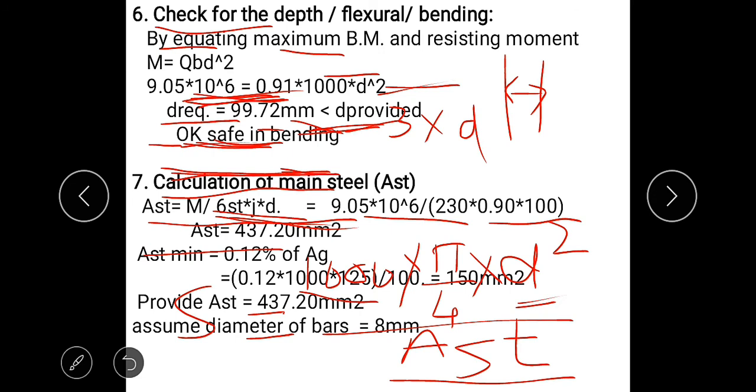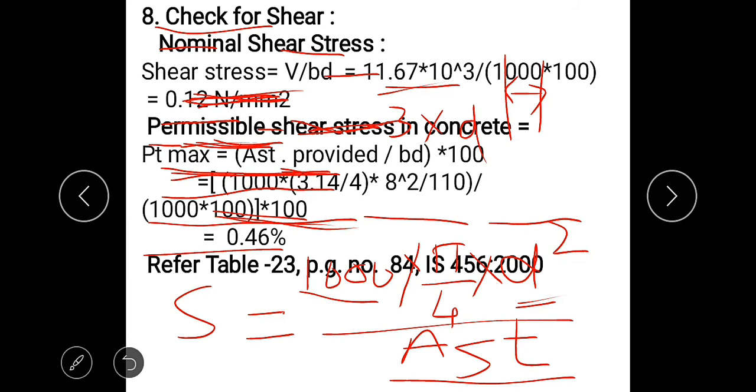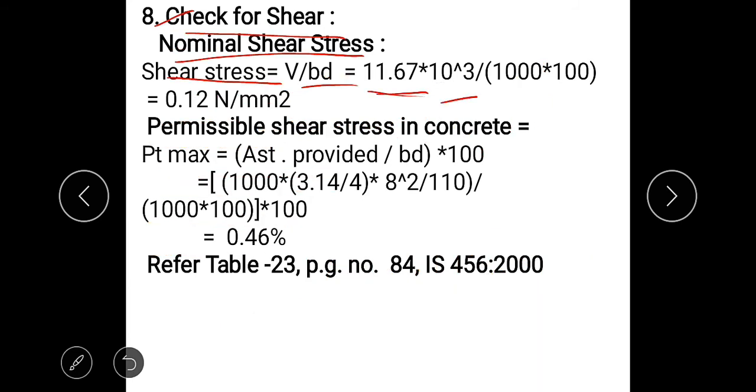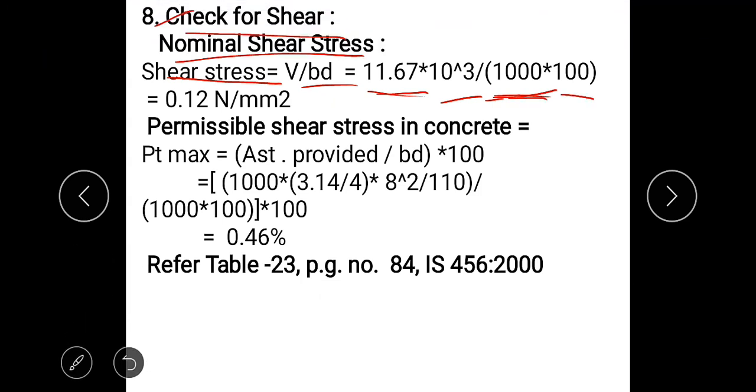Here, in the fifth step we found V, which means shear force. We found the shear force 11.67. The 11.67 is V into 10 to the power 3, meaning Newton. 11.67 into 10 to the power 3 Newton divided by B, meaning for 1 meter. We calculated everything here for 1 meter. So B is taken as 1000 mm, and D, the depth, is taken as 100 mm. So the shear stress is 0.12 Newton per mm square.